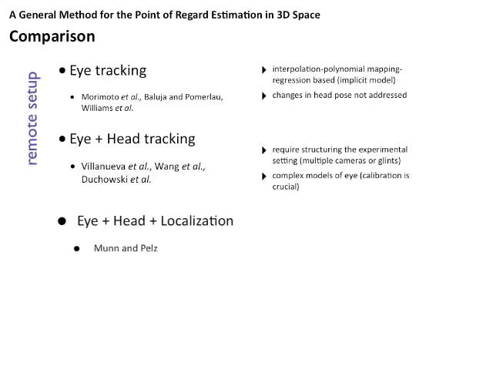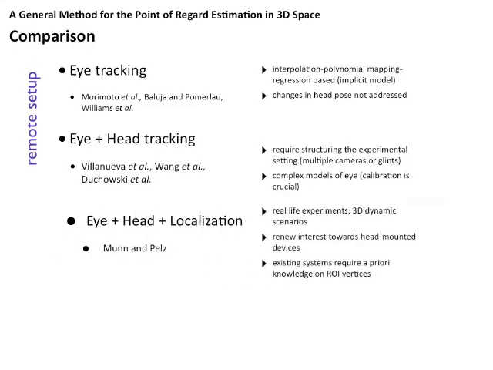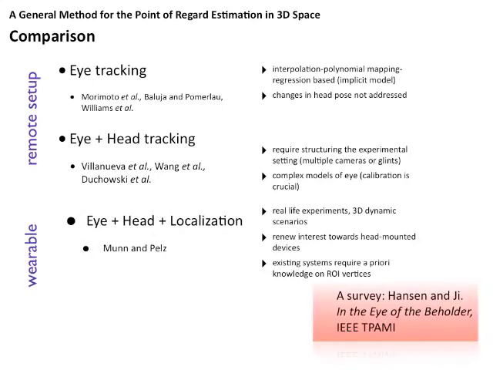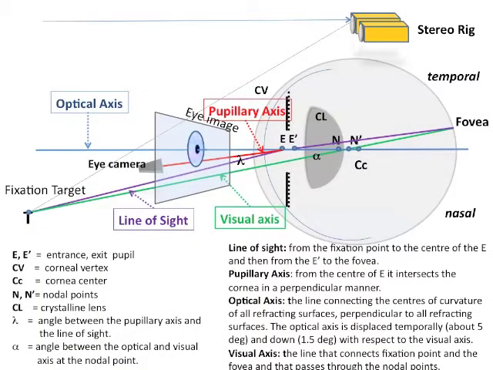While a great amount of research has focused on remote gaze tracking, today there is a renewed interest for portable devices that can be employed in real-life experiments in 3D unstructured settings. Visual localization of wearable devices is crucial for building paths of the collected fixations in 3D. The human eye is extremely complex.